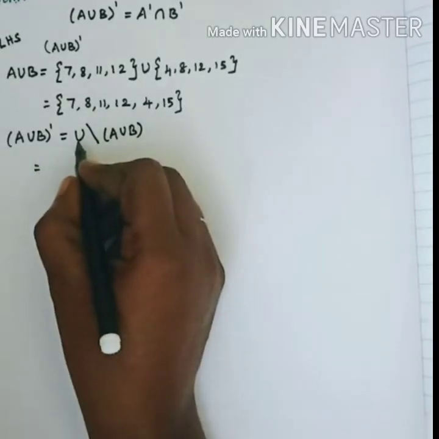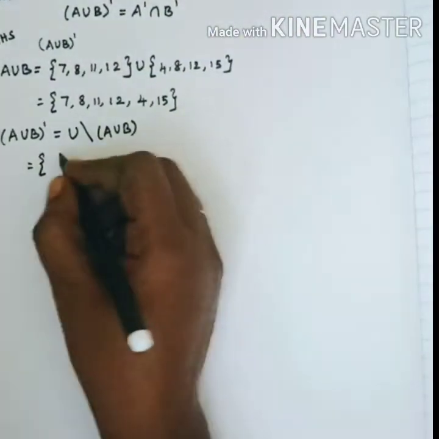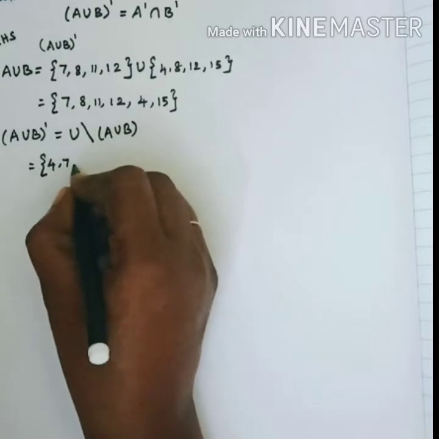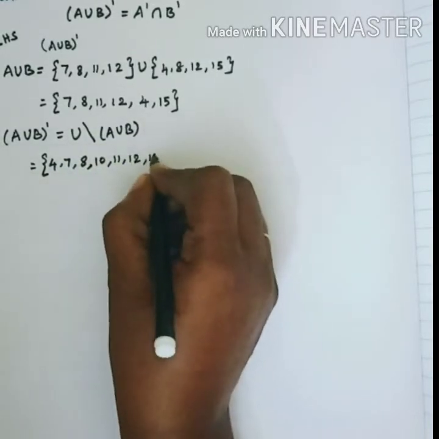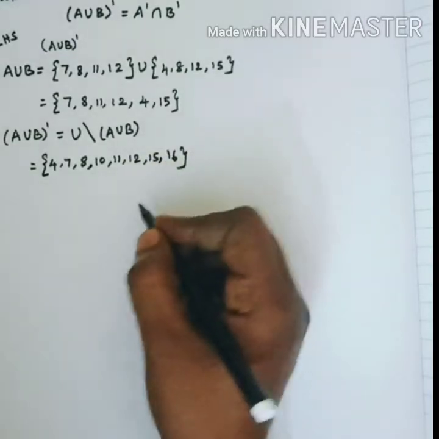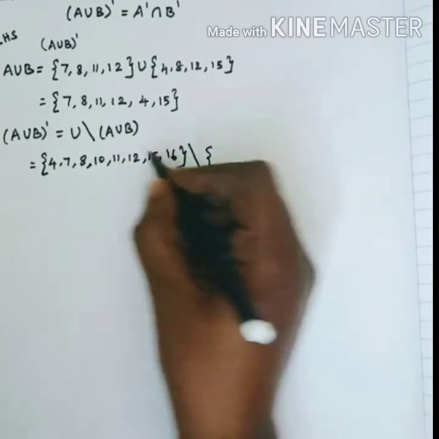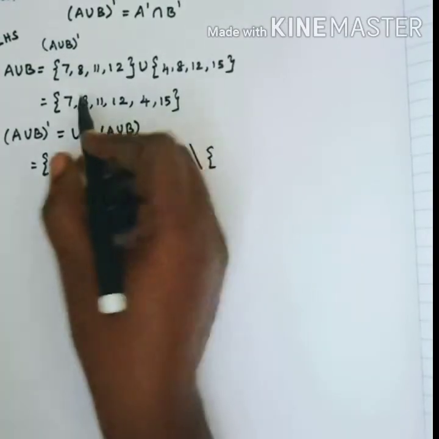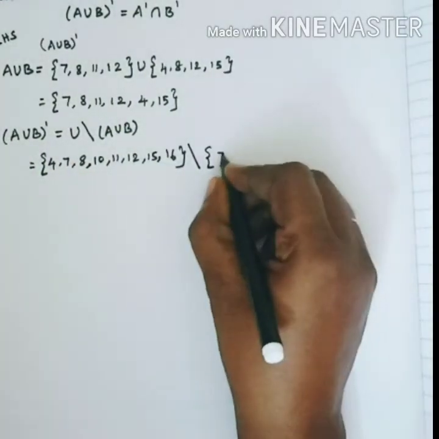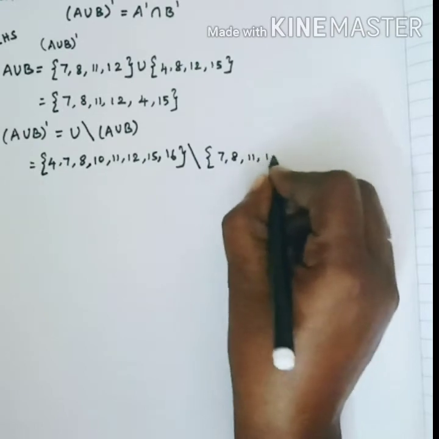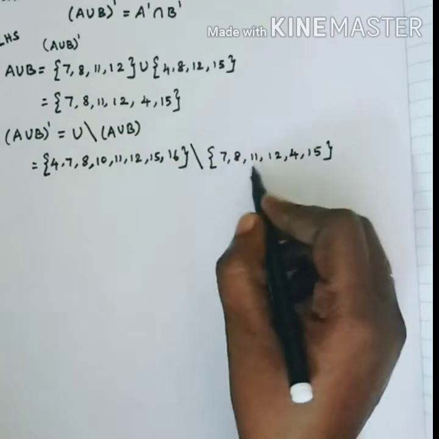Now, what is your universal set given in the sum? The elements of U are 4, 7, 8, 10, 11, 12, 15, 16. And then put the slash symbol here. And A union B we already found. What are the elements of A union B? 7, 8, 11, 12, 4, 15. These are the elements of A union B.